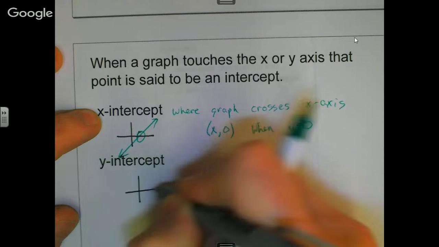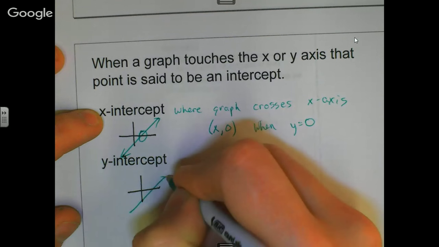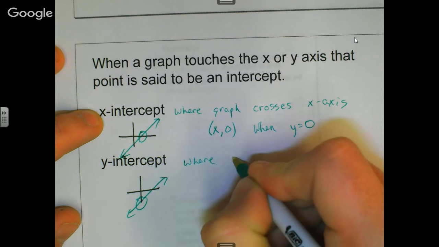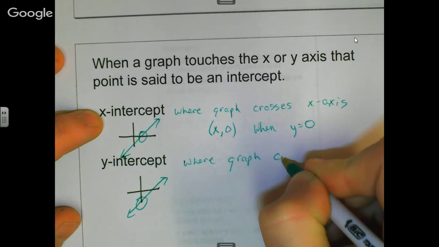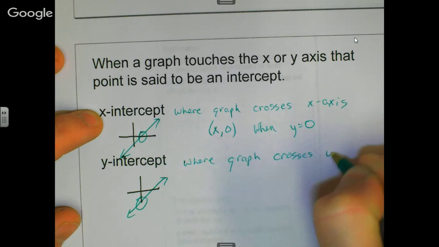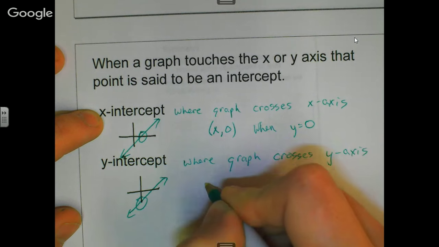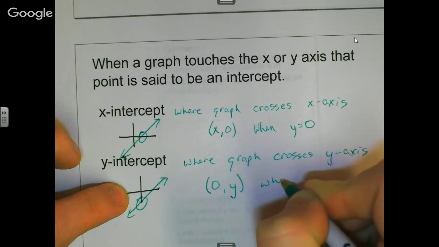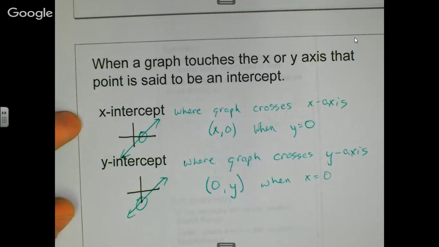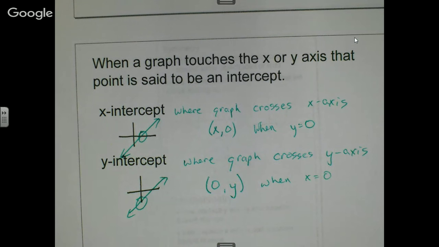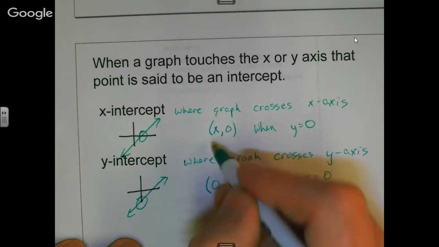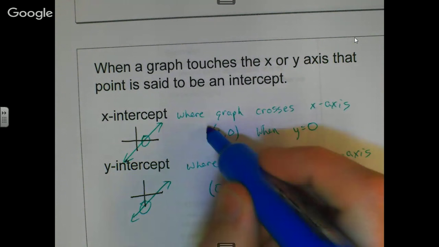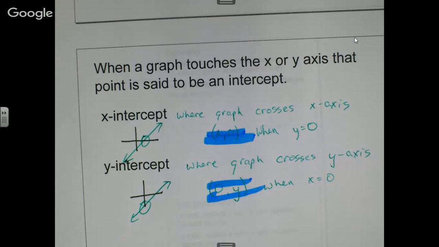For my y-intercept, that's this point right here. It's where the graph crosses the y-axis. So we have some y-coordinate, but your x is 0. Okay, and that's how we find it. We'll use this part to help us find them.